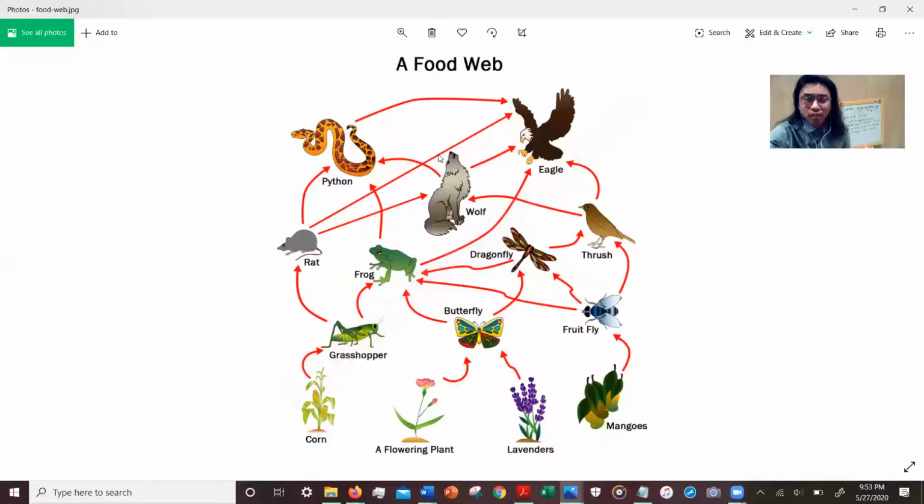The same goes with this food web. We see producers at the bottom as corn, flowering plants, lavenders, and mangoes. Their energy goes to the primary consumers, grasshoppers, butterflies, and fruit flies, then to the secondary ones, the thrush, dragonfly, frog, and rat. A food web and the energy pyramid resemble the same concept. They resemble energy flowing through an ecosystem.